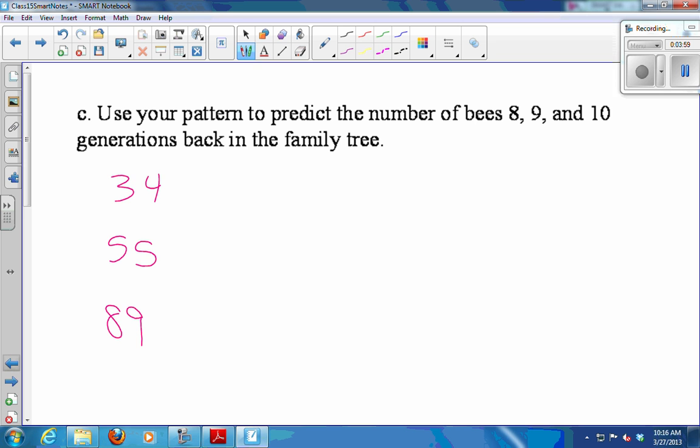So let's say you're a beekeeper. This would be practical, right? It's not that funny.